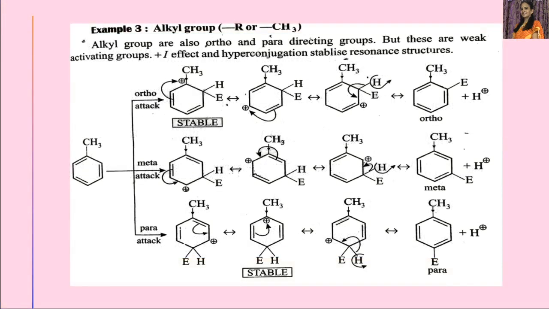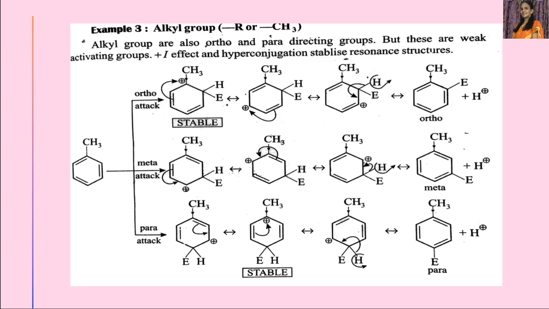Now, last example. This is the alkyl group. When an alkyl group is present as a first substituent on the benzene ring, how will it influence the incoming electrophile? Okay, let's discuss. Alkyl group, that is R group, or here a specific example is CH3, that is methyl group. Alkyl groups are also ortho and para directing groups, but these are weak activating groups. They are not strong activating groups like methoxy group, amino group, or acyl group, etc. But these are the weak ortho para directing groups.